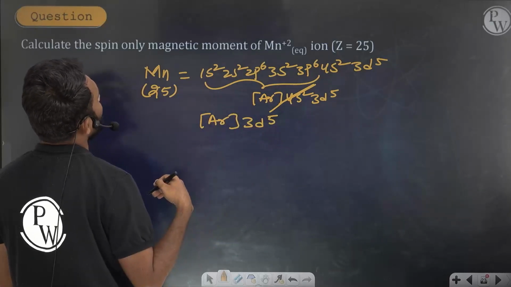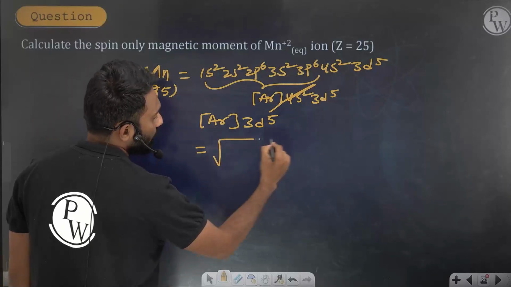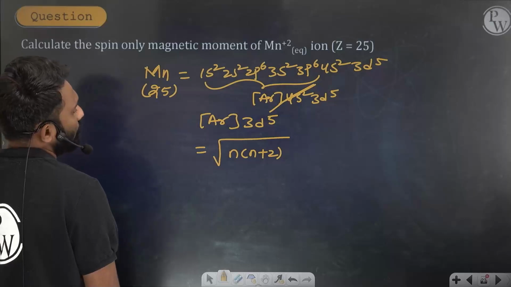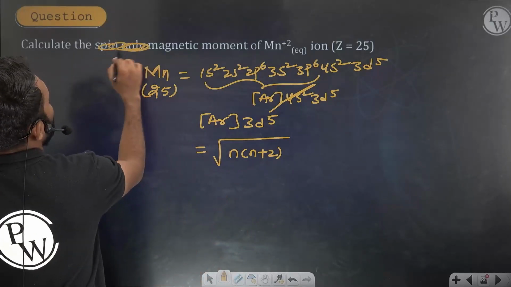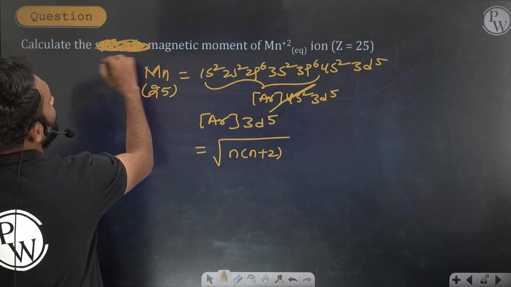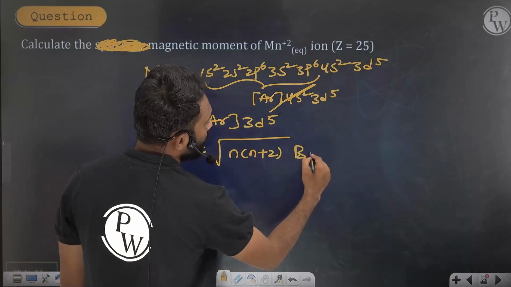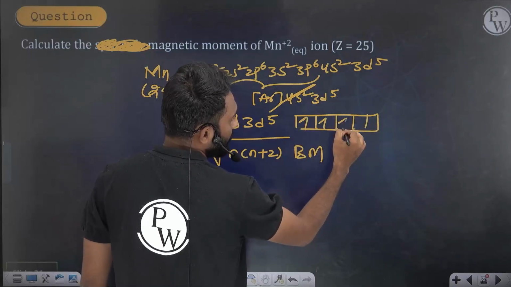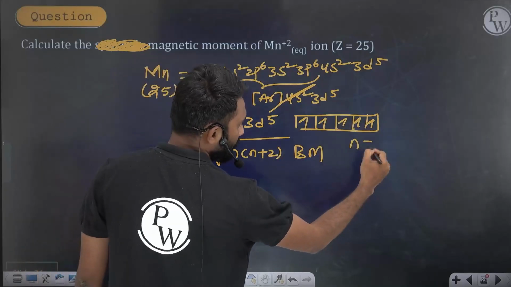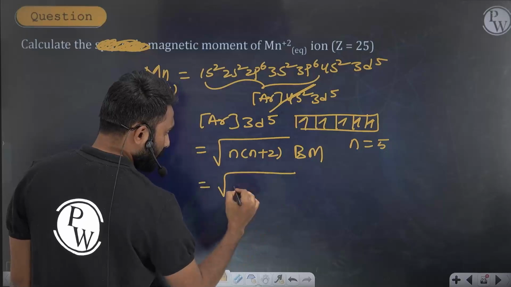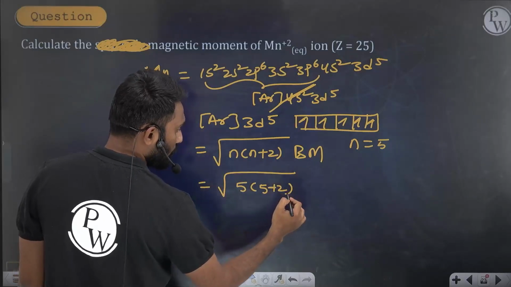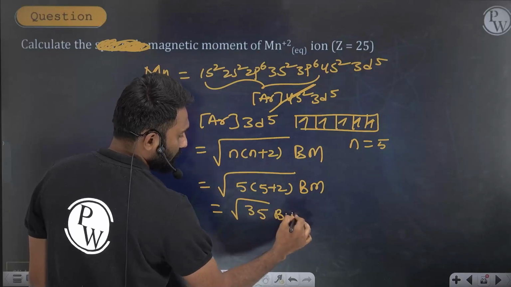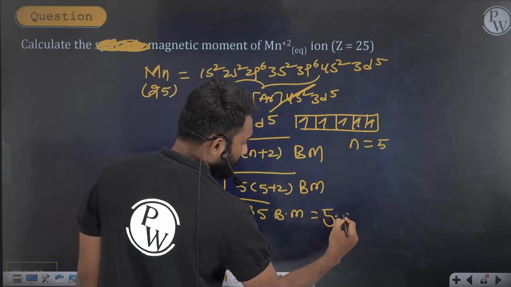Now what is the spin only magnetic moment formula? Under root n into n plus 2. Sorry, calculate the magnetic moment, n into n plus 2 under root, in Bohr magnetons. Clear? Now in d5, how many unpaired electrons are there? n is the unpaired electron. n is equal to 5. So under root 5 into 5 plus 2, that is root 35 Bohr magnetons. Approximately we'll get 5.89.